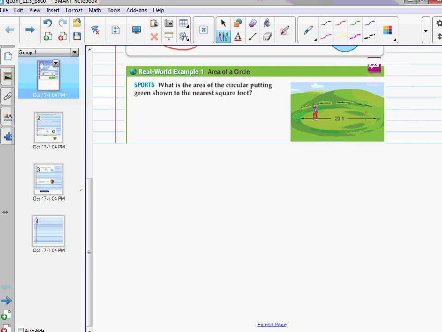What's the area of the circular putting green shown, to the nearest foot? That 20 feet happens to be what measurement? The diameter. So what is my radius? Good, you're smart. So if I want to find the area, pi times 10 squared, what's 10 squared? This is the exact area of that putting green. Leave it in terms of pi, and it's the exact area.